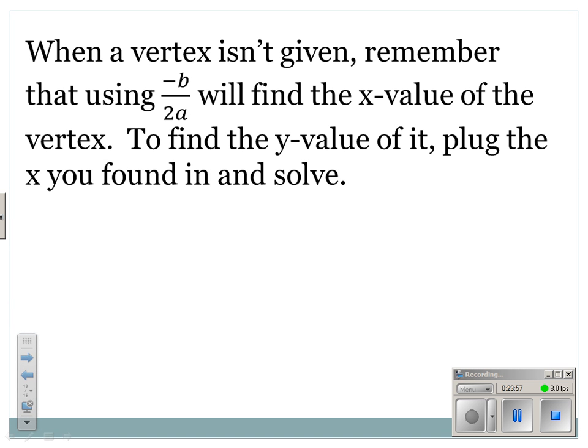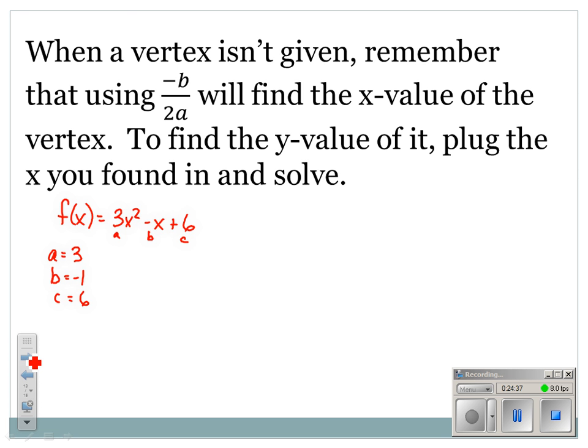Now here, this is something I was talking about with you guys briefly today. When a vertex isn't given, remember there's another way to find parts of the vertex. The x value of the vertex can always be found by taking negative b over 2a. So if you have a function something like this, I just made that up, a, b, and c are those numerical values in the function, right? So in this particular one, a is 3, b is negative 1, and c is 6.